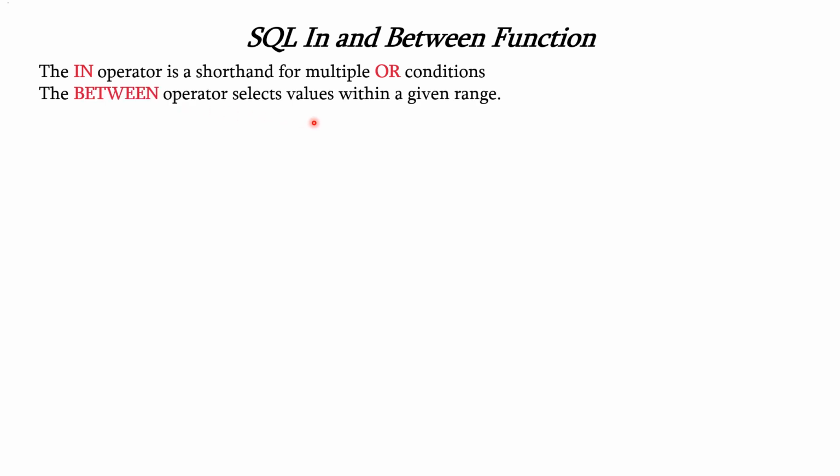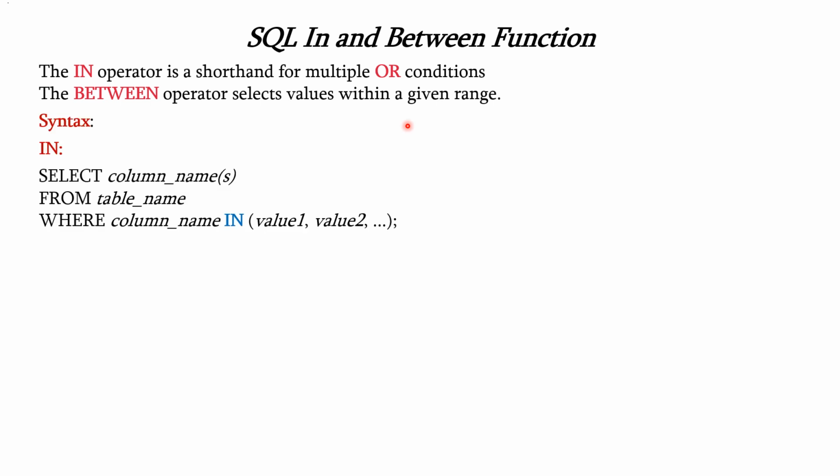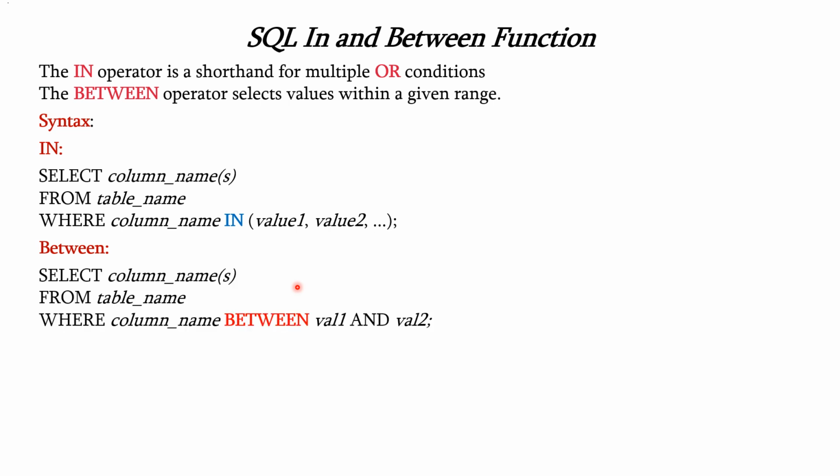Next we have the IN and BETWEEN functions. The IN operator is the shorthand for multiple OR conditions. The BETWEEN operator selects the values within a given range. The syntax for the IN operator is SELECT column names FROM table name WHERE column name IN, within brackets we mention the values we are considering for this column. The BETWEEN operator syntax is SELECT column names FROM table name WHERE column name BETWEEN value 1 AND value 2. Value 1 and value 2 are inclusive in the range.